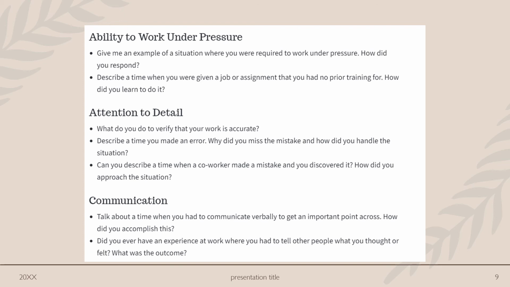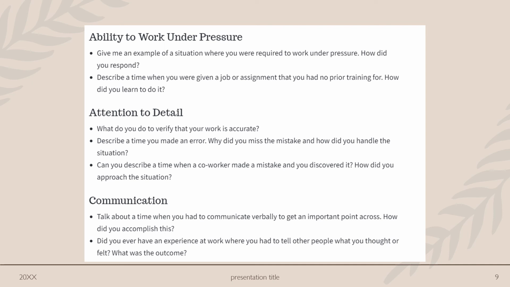Attention to detail. What do you do to verify that your work is accurate? Describe a time that you made an error and why did you miss the mistake and how did you handle that situation? Can you describe a time when a coworker made that mistake and you discovered it? And how did you approach that situation?